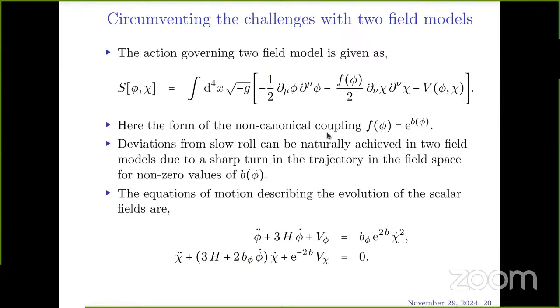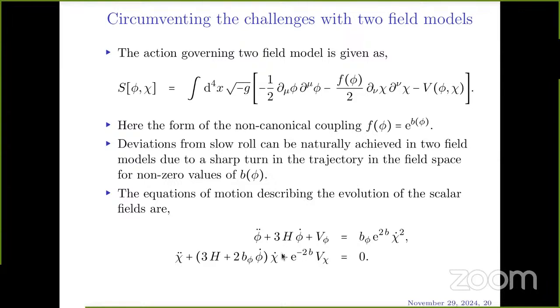So, just to give a brief introduction to how the two-field dynamics works. The two-field models are governed by an action with two fields. One is the canonical scalar field phi, and another is the non-canonical scalar field chi, with f of phi being the coupling function, and the behavior is of this manner of f of phi. So, for non-zero value of this b phi, there is a turn in the trajectory in the field space, which gives rise to this deviation from slow roll.